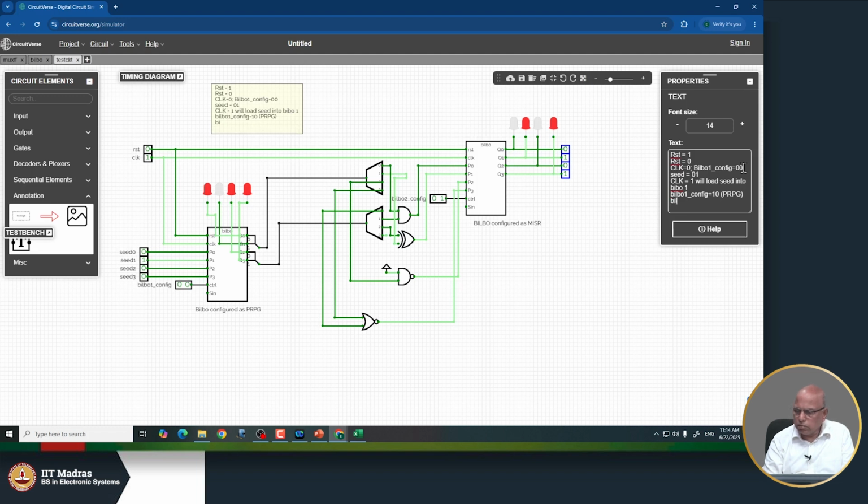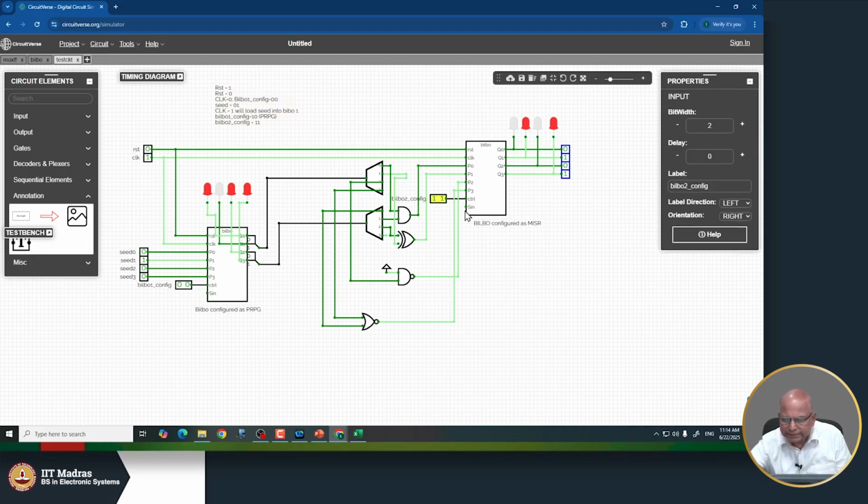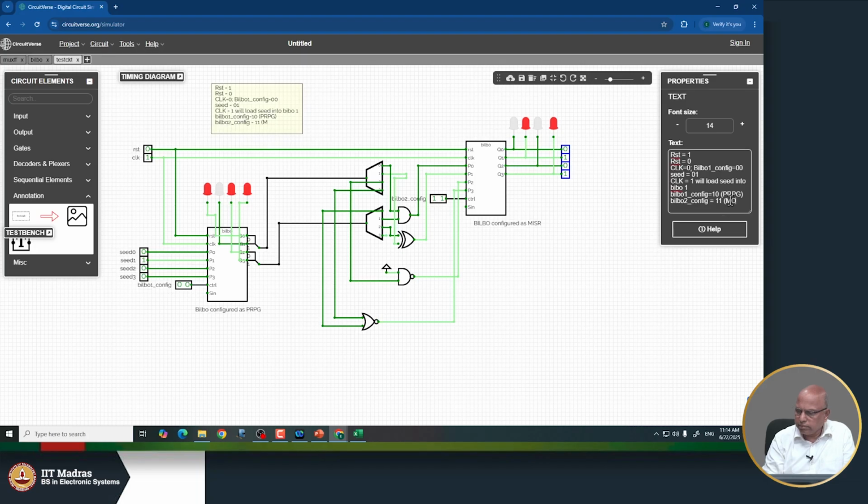And Bilbo 2 config should be changed to 1 1 1. It should be changed to, I think it changed because when I tried to, okay. So, it was already in the MISR state. Okay. So, this will configure Bilbo as a MISR. Then apply 10 clocks or whatever number of clocks.